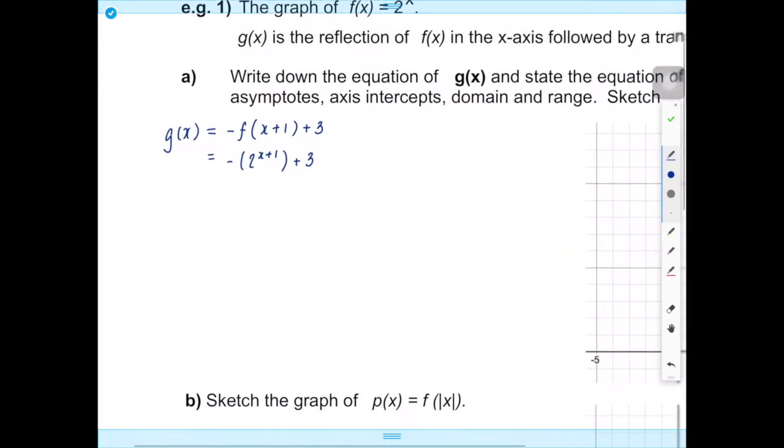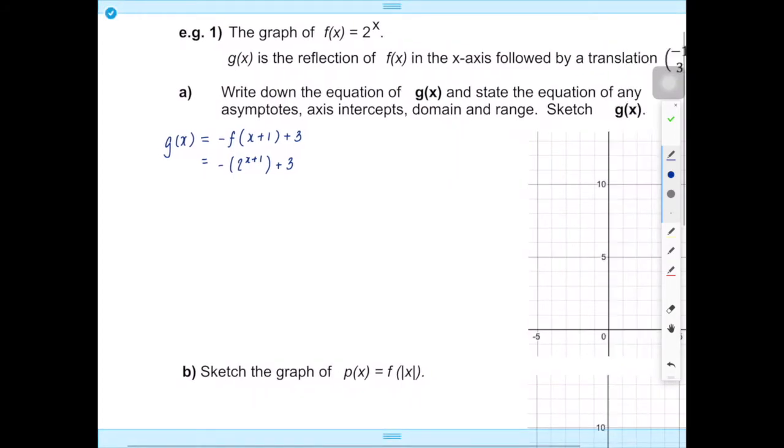So what do we notice? We notice that this function has been shifted up by 3, which means that it affects the horizontal asymptote. Instead of being on the x-axis, it's going up to y equals 3. The domain of g is still the set of x that belongs to real numbers. The range of g is now the set of y that belongs to real numbers, such that y is less than 3, because there is a vertical reflection.